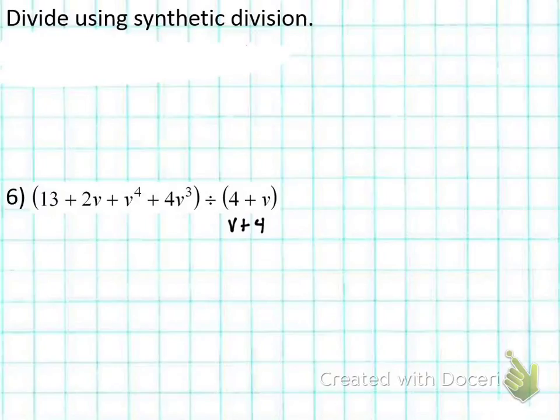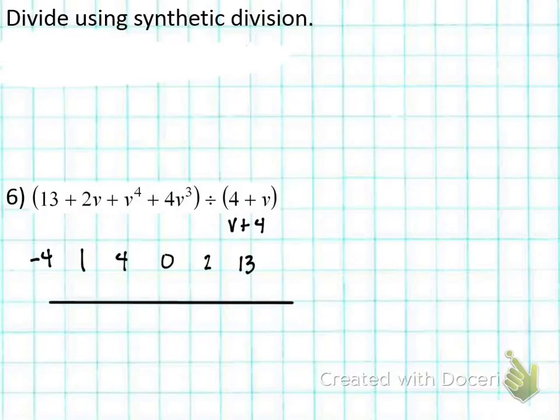Now what's the largest term in my dividend? V to the 4th. What's the coefficient in front of v to the 4th? 1. Okay, good. What's the v to the 3rd coefficient? 4. Good. What's the v squared coefficient? There is none, so what do we have to put there? 0. A 0, right? We're going to put a placeholder there. What's v to the 1st? 2. Actually, what's the constant term? 13. Okay. What's a equal to? -4. Good. Okay, I'm going to have you start off here.